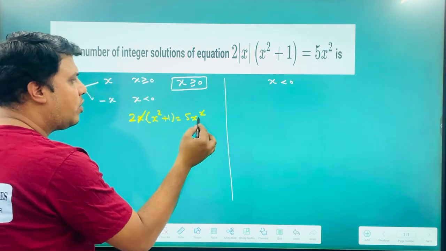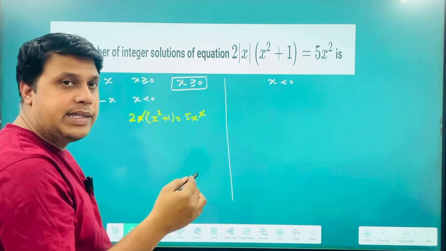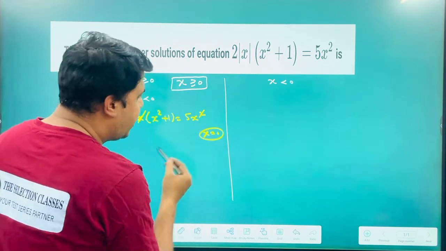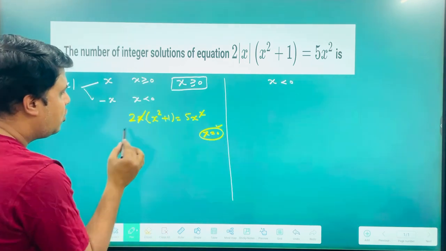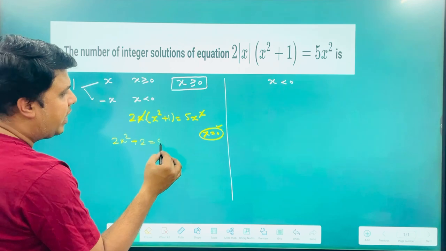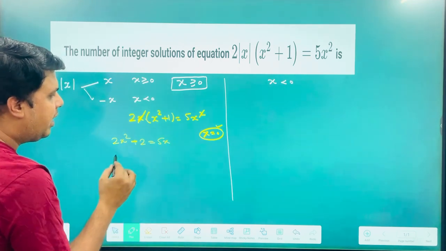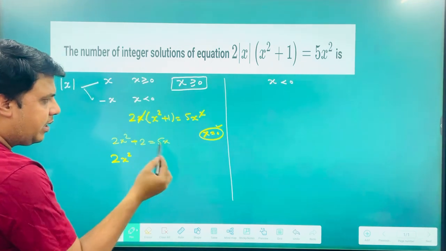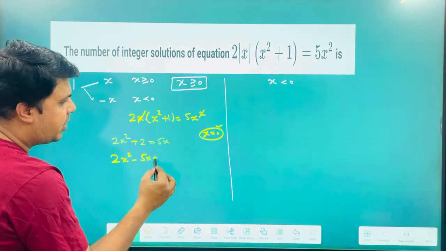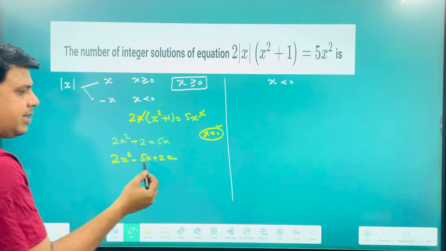I can cancel out x. Whenever we cancel out x from both sides, x equals 0 is one of the solutions, right? So this is one of the solutions. We are left with twice of x square plus 2 equals 5 of x. Taking all the terms to one side, we have 2x square minus 5x plus 2 equals 0. So this is a quadratic equation.